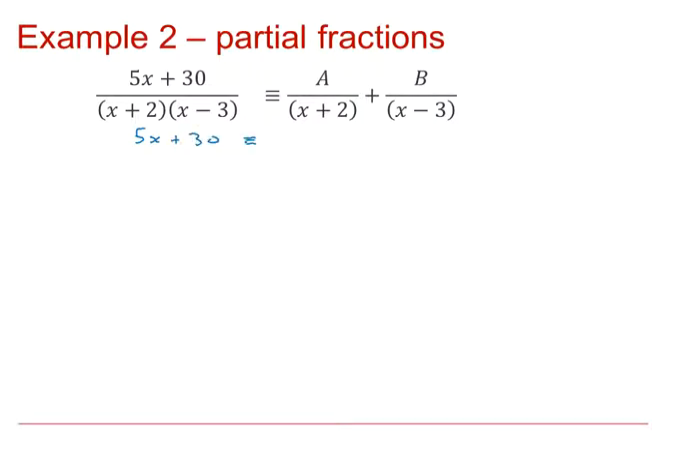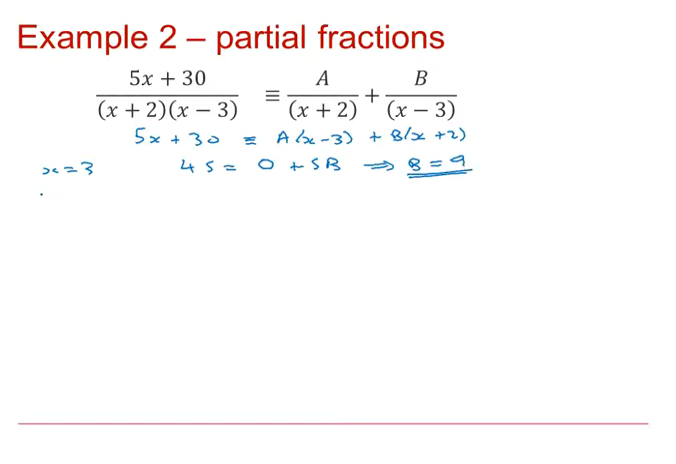plus 30 is the same as A(x minus 3) plus B(x plus 2). Looking for nice values of x, for example, when x is 3, we get 45 is, well, 3 take away 3 is 0, and 3 add 2 is 5B. So we found B is 9.